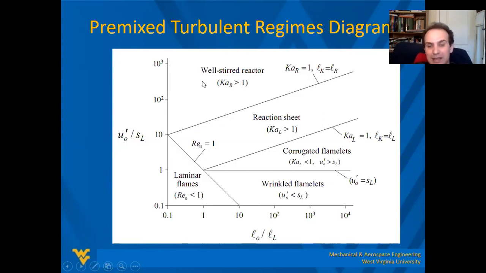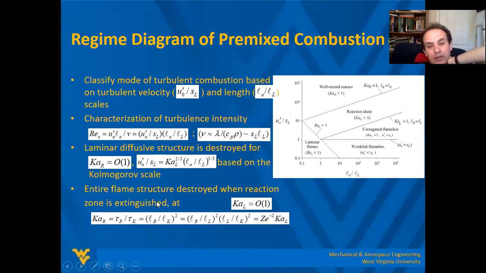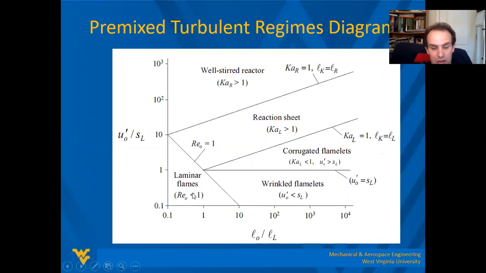So remember this diagram. Let's go again. I can spend several minutes on this to recall what you have here. At the left bottom corner, you will have laminar flames. What does it mean that you're here? It means that the Reynolds number is small. You have small scales, you have small velocity, so there is no turbulence here. And now we will go here horizontally and then counterclockwise.